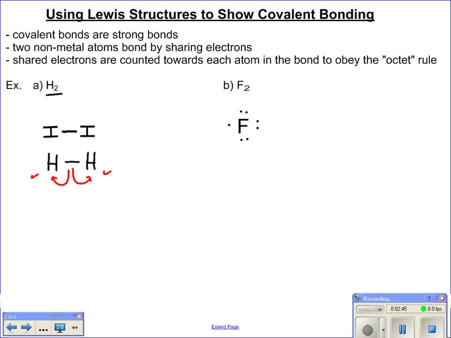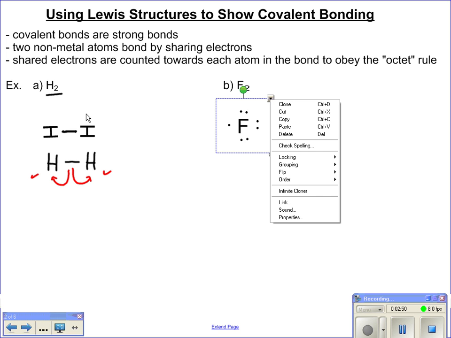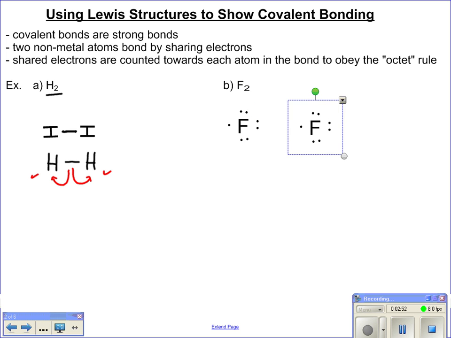Let's take a look at another example. Let's take a look at F2. And because it says F2, I'm going to take a moment to clone this one as well. And so when I'm looking at drawing the Lewis structure of this molecule F2, I want to identify first off, where are there some single electrons or ones that are not already partnered up? You can see here there are some that are partnered up, and here there are some that are partnered up. But let's identify where those singles are.